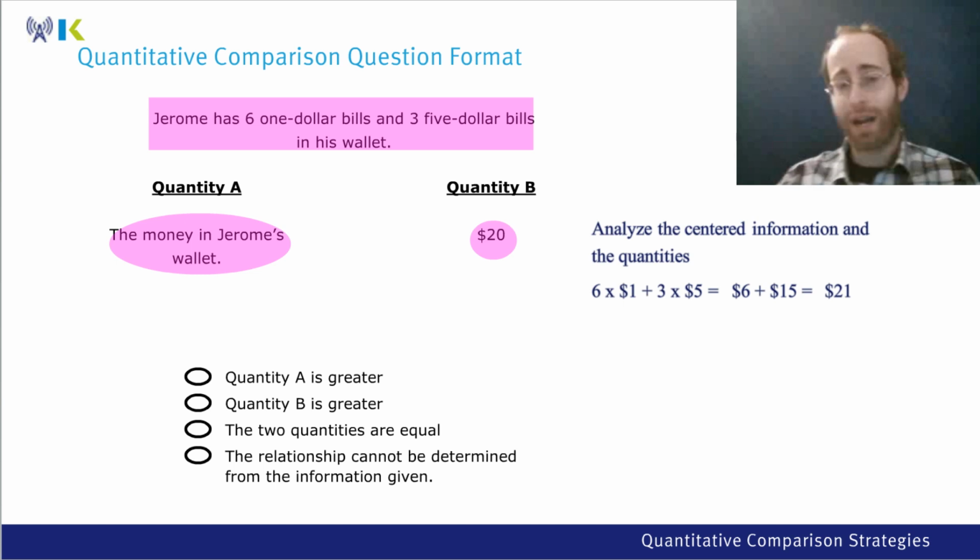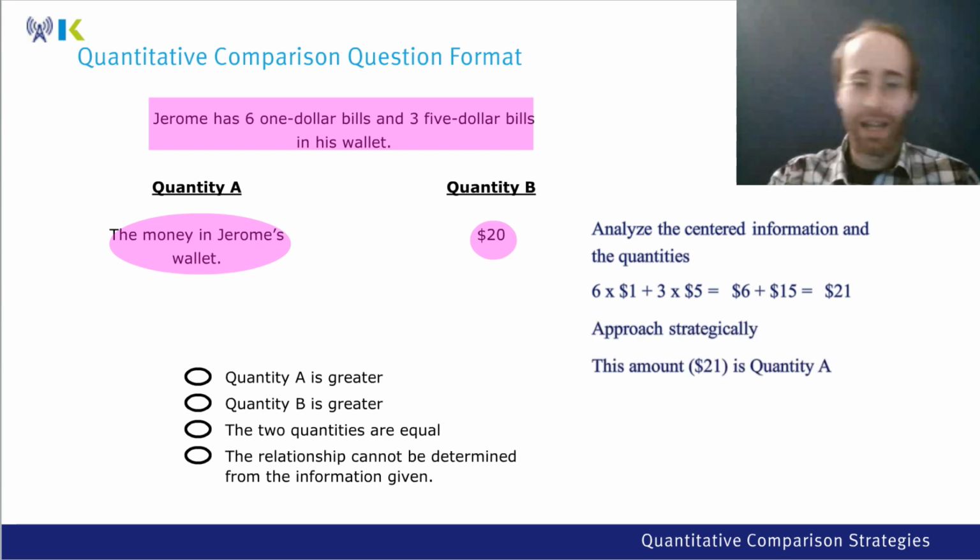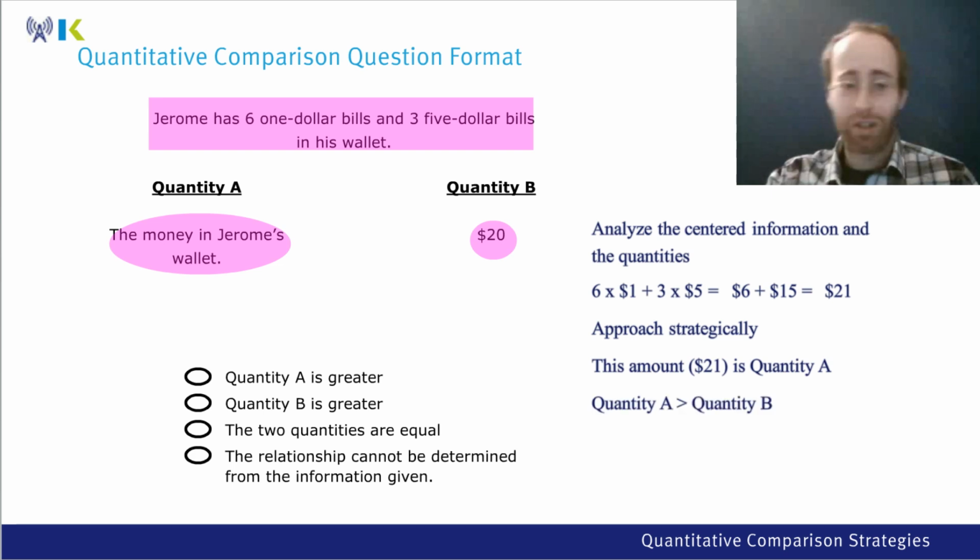So feel free to try out the poll that Allie has now opened. Vote for the choice that you would pick on test day, given the format of this question. All right, well, 21 is quantity A, and 20 is quantity B. So A is bigger than B. That means that we pick choice A for awesome, click it, confirm it, and move on test day.